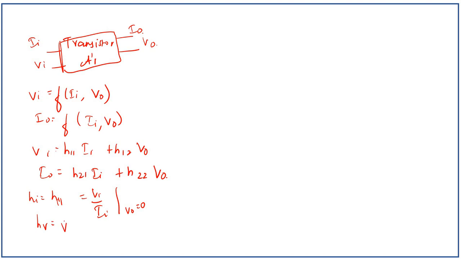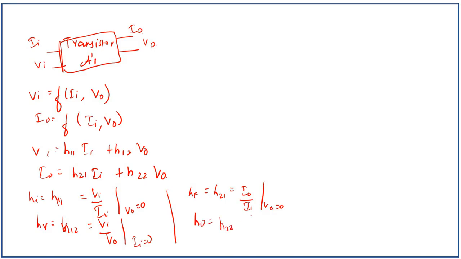HR is H12, which is Vi by V0, keeping Ii equal to 0. HF is H21, which is I0 by Ii, keeping V0 equal to 0. H0 is H22, which is I0 by V0, keeping Ii equal to 0.